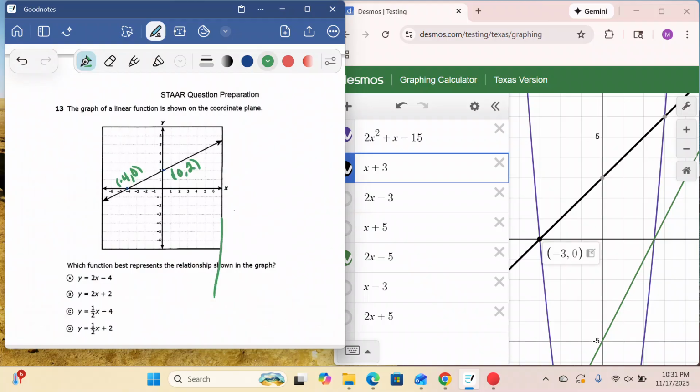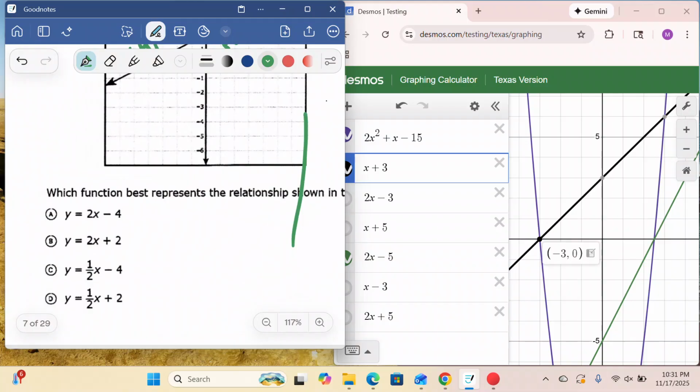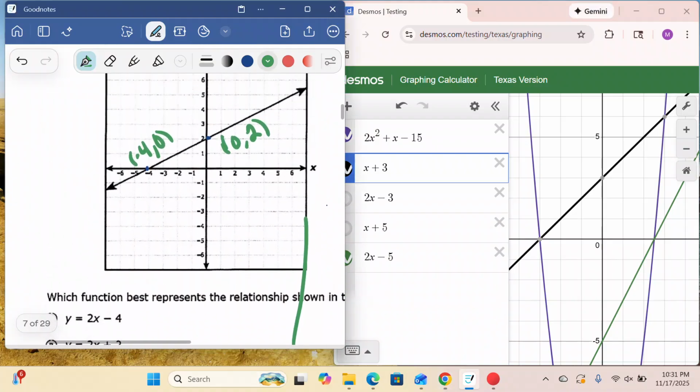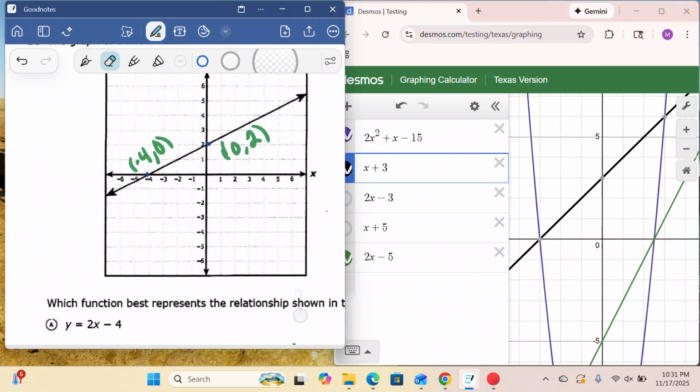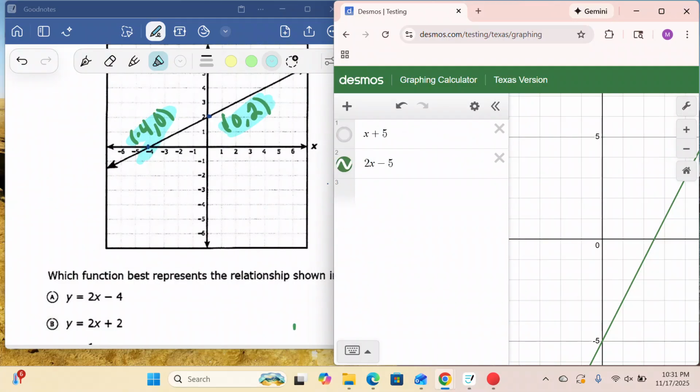So what we're going to do is we're going to look at these functions, and we're going to graph them, and we're going to see which one does pass through the x-intercepts and y-intercepts that are given right here that we went over. So let me go ahead and erase this. Remember that I want them to pass through here and through here. This is your x-intercepts and y-intercepts. So what I'm going to do is I'm going to go ahead and input each one.